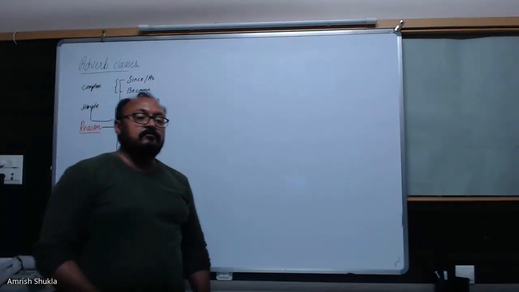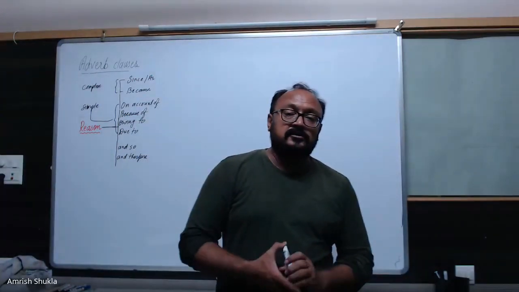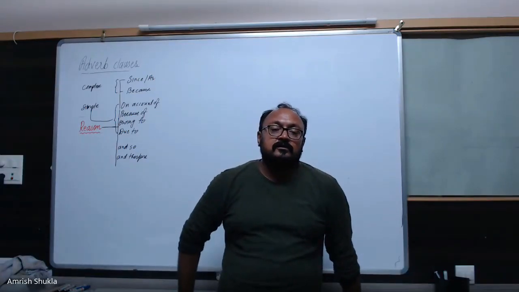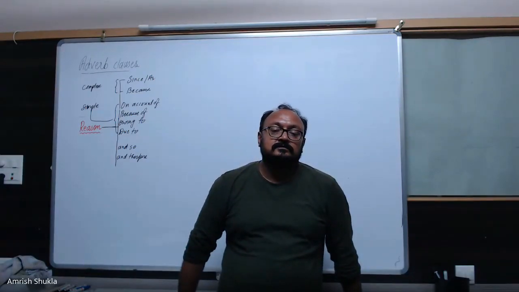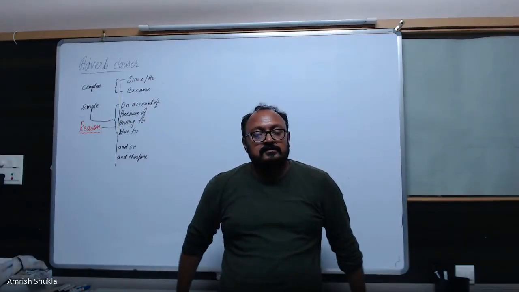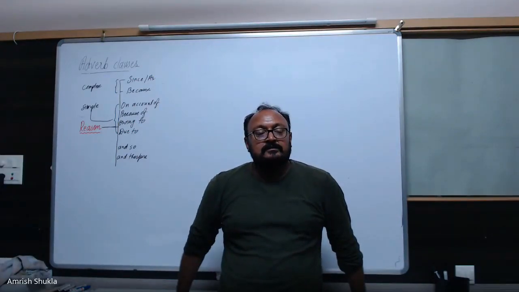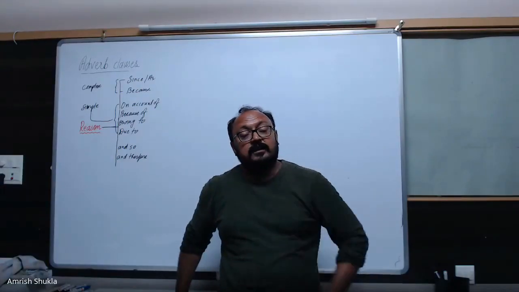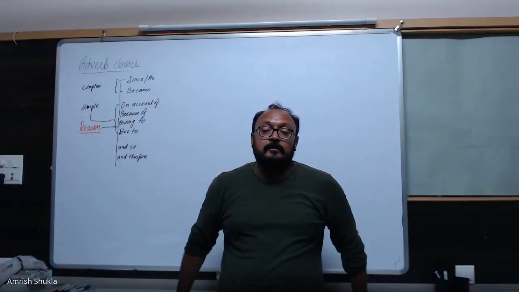Reason and result are always in combination with each other. What comes first, reason or result? Reason. Reason is always first. The result is afterwards. Say, he worked hard and he got good marks. What is the result in this? Getting good marks. He got good marks is the result, and the reason for that is he worked hard.